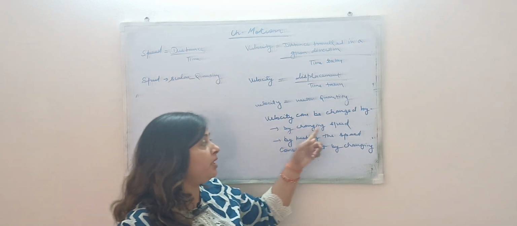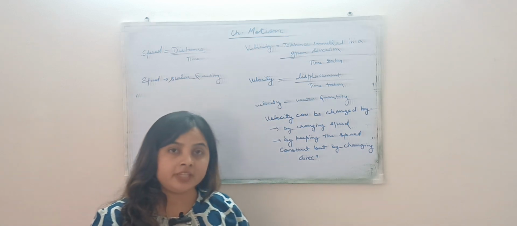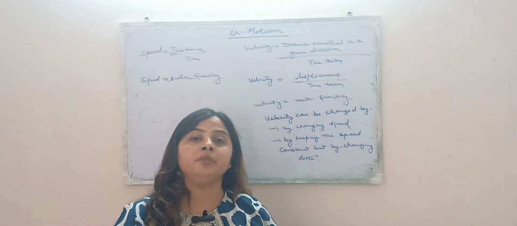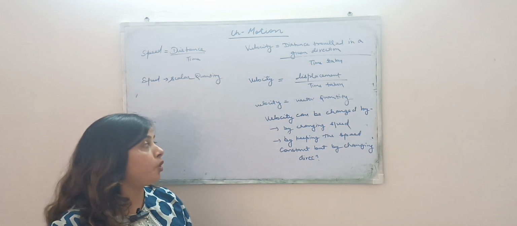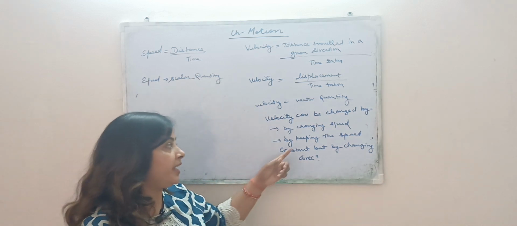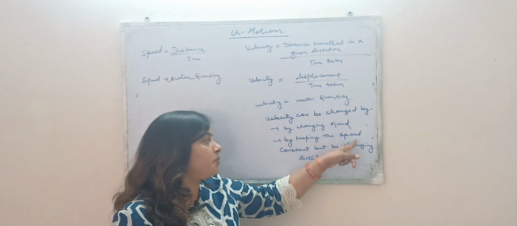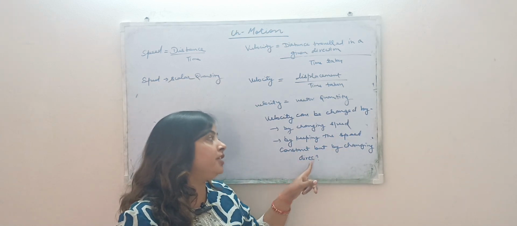What is the meaning of changing speed? When a body travels unequal distances in equal intervals of time, then we say that the velocity is non-uniform or variable velocity. Now, the second point is quite important: keeping the speed constant but changing the direction.